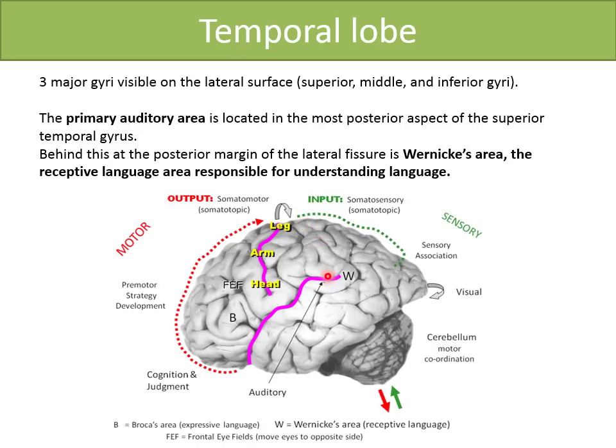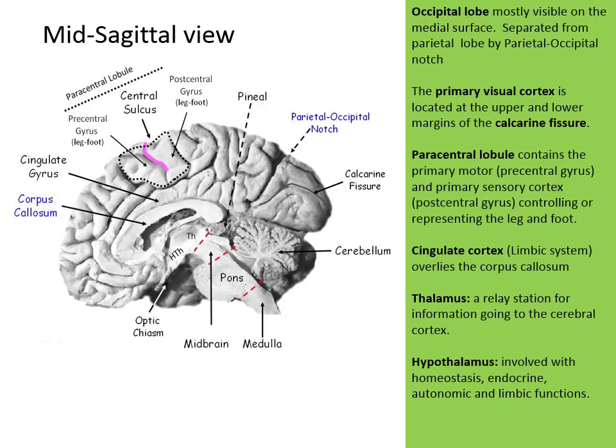The temporal lobe has three major gyri. We can see those on the lateral surface of this left temporal lobe: superior, middle, and inferior temporal gyri. The primary auditory cortex is located just at the top of the superior temporal gyrus in a deep portion of this fissure in an area known as Heschl's gyrus. And then further posteriorly, we see Wernicke's area, the receptive language area responsible for language. For the vast majority of people, this is located in the left hemisphere. We also see the frontal eye fields represented over here.